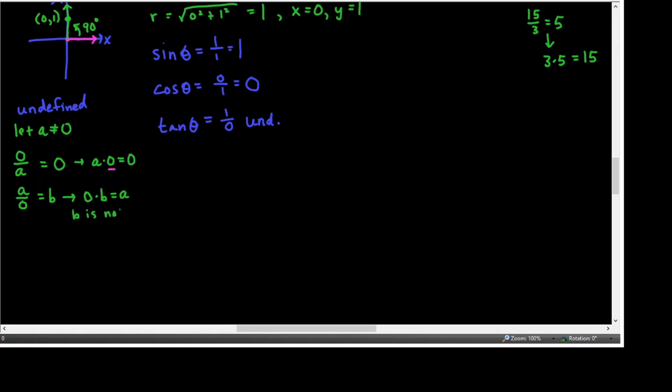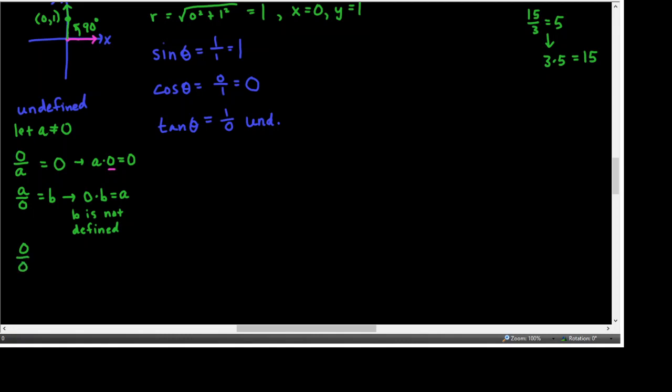It's undefined. There is no such number that if you multiply this number by 0, you'll get something that's not 0. And that's why we call it undefined. Okay, then the last possibility when we're dividing with 0 is what if you had 0 divided by 0?